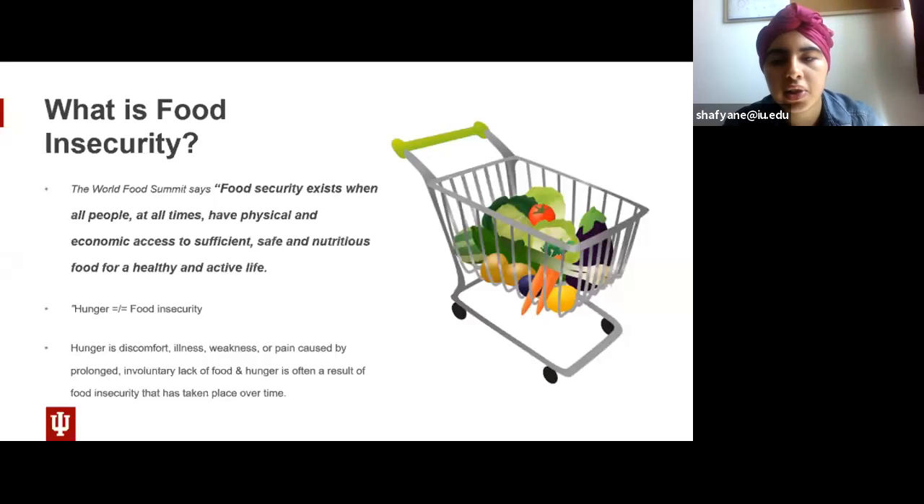So what is food insecurity? According to the World Food Summit, food security exists when all people at all times have physical and economic access to sufficient, safe, and nutritious food for a healthy and active life.